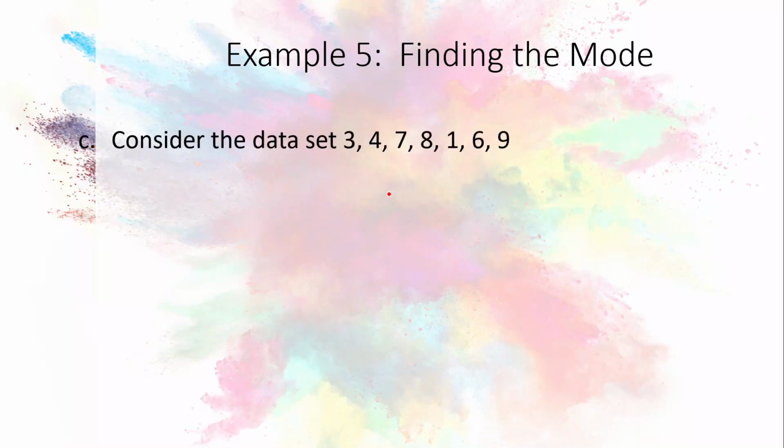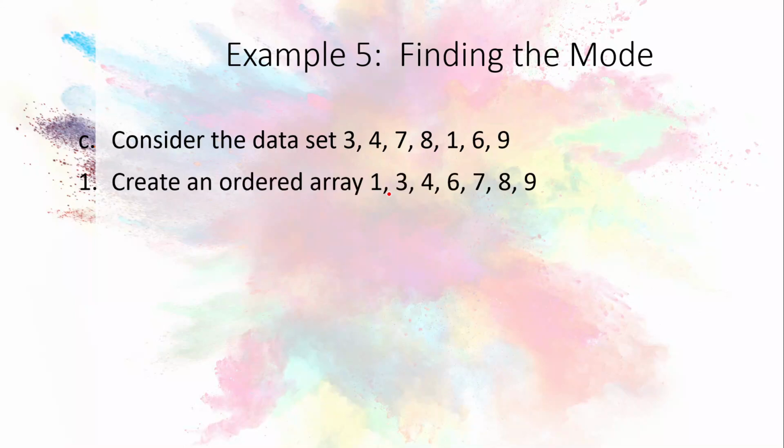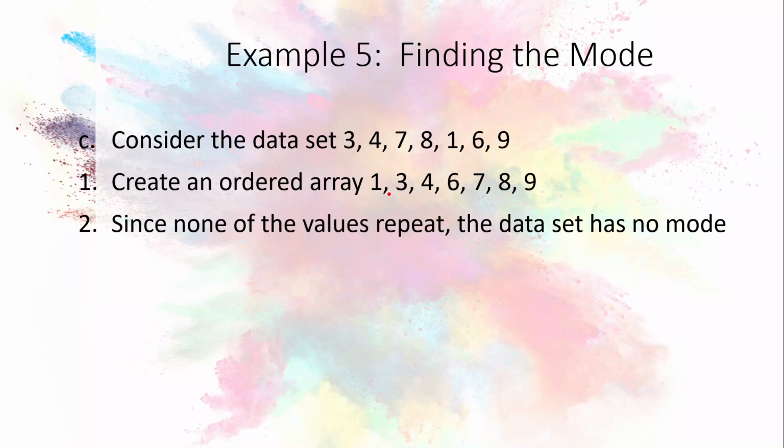Okay, another straightforward example is this one right here. Once again, we can create an ordered array. It makes it painfully clear that none of the values repeat. So this data set has no mode whatsoever.